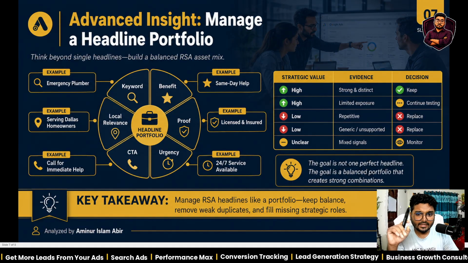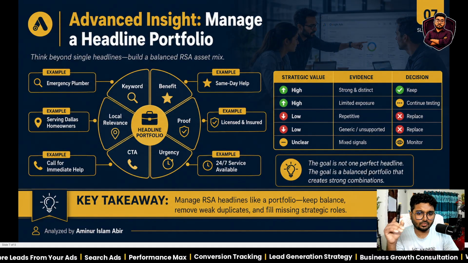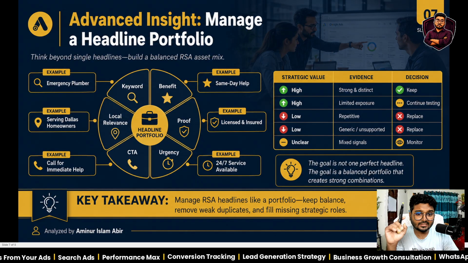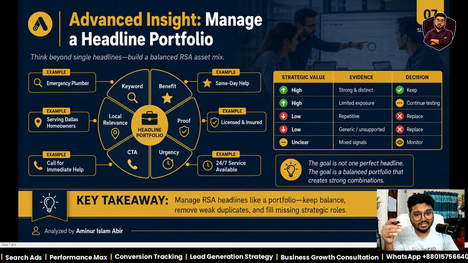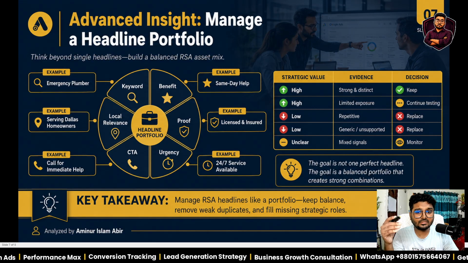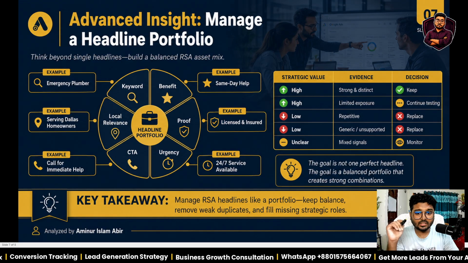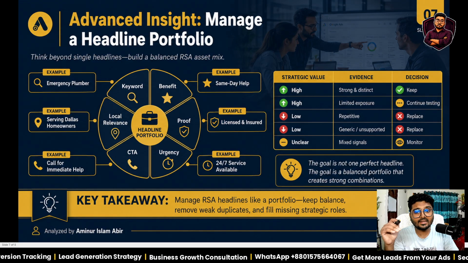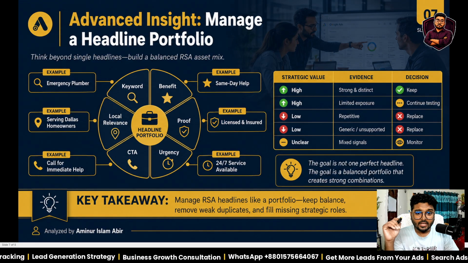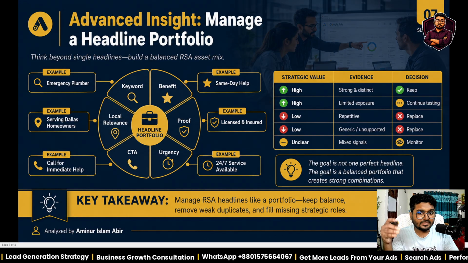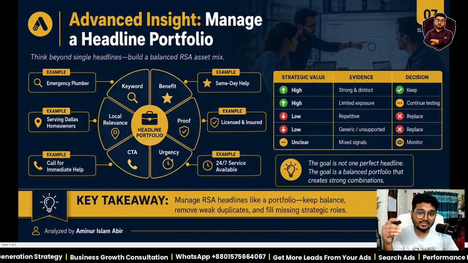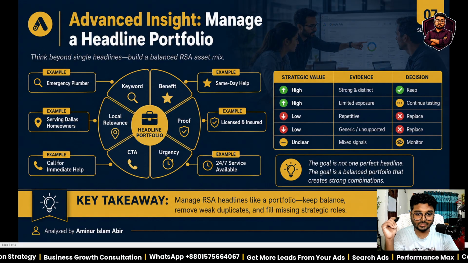Remember, headline level CTR, CPA, and ROAS can be affected by the other assets shown at the same time. Use headline data as guidance, but measure success mainly through the full ad group and campaign. The goal is not one perfect headline. The goal is a balanced group that can create strong combinations. Replace filler headlines with missing message roles so the RSA can tell a complete customer story.